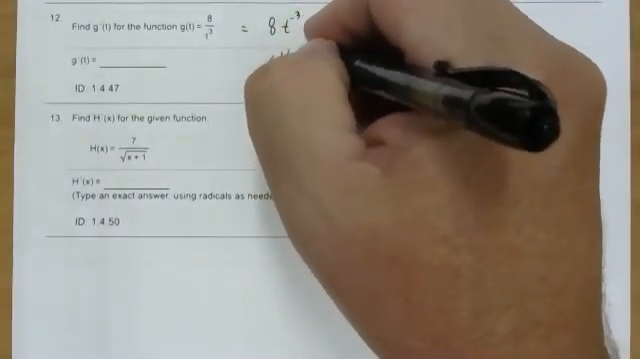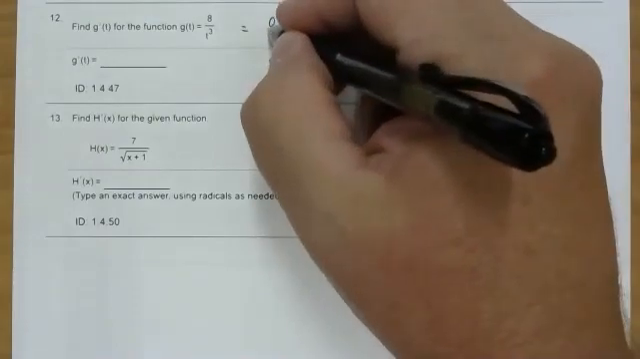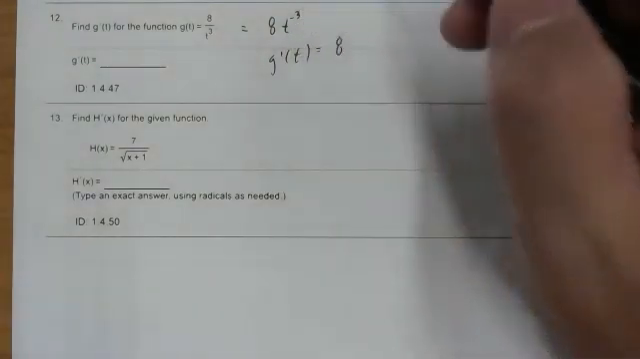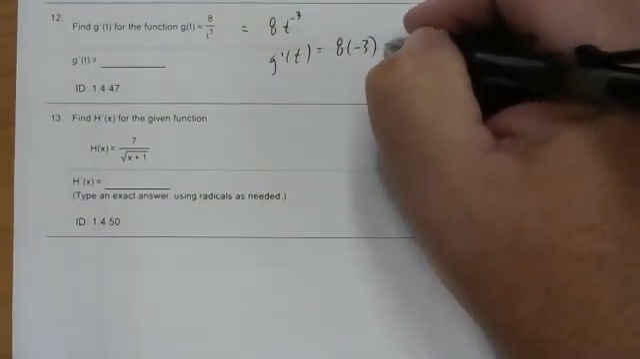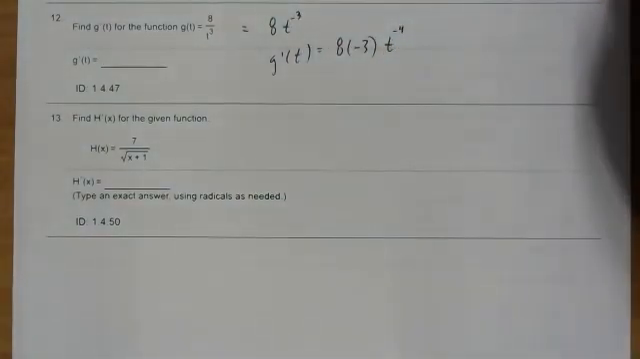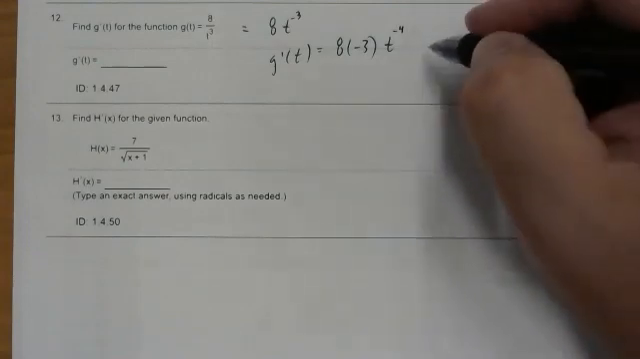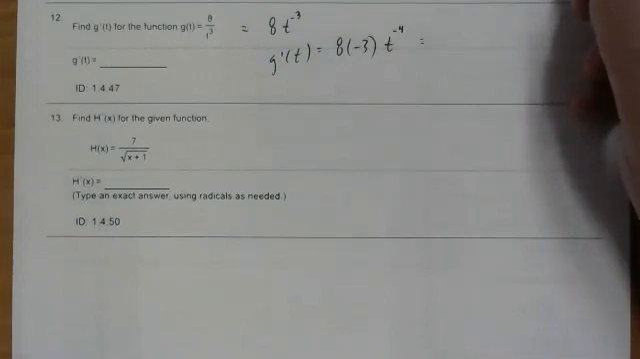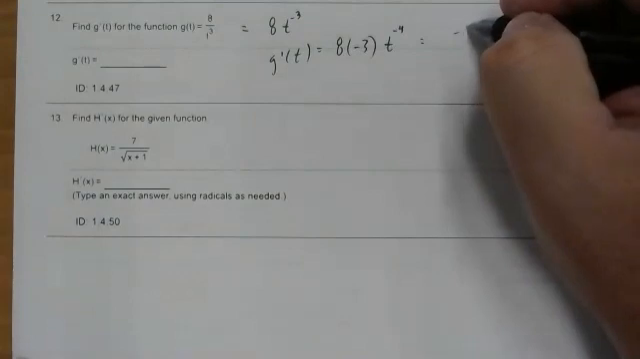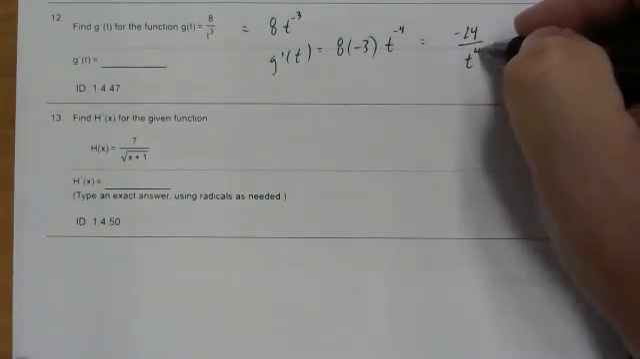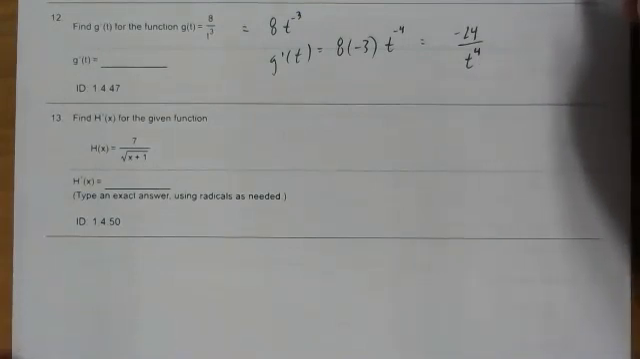So now the derivative using the power rule, the 8 is a coefficient that tags along. T to the minus 3, right? You bring the exponent down front, and then you subtract 1 from the original exponent. Of course, we don't like to leave negative exponents. So to sort of clean this up, negative 24 over t to the 4th should be the correct answer.